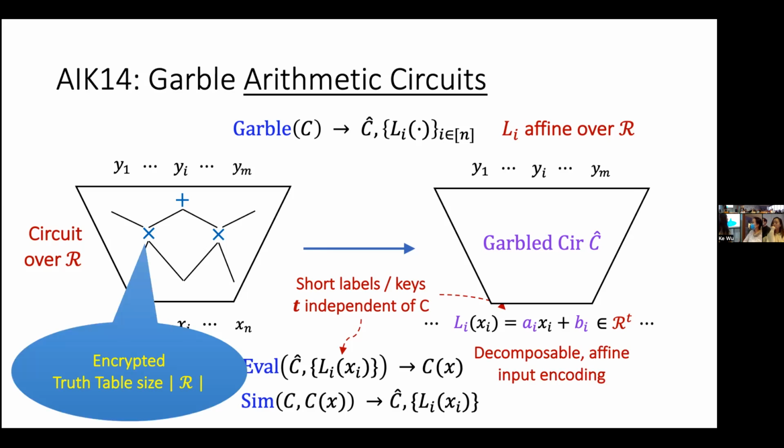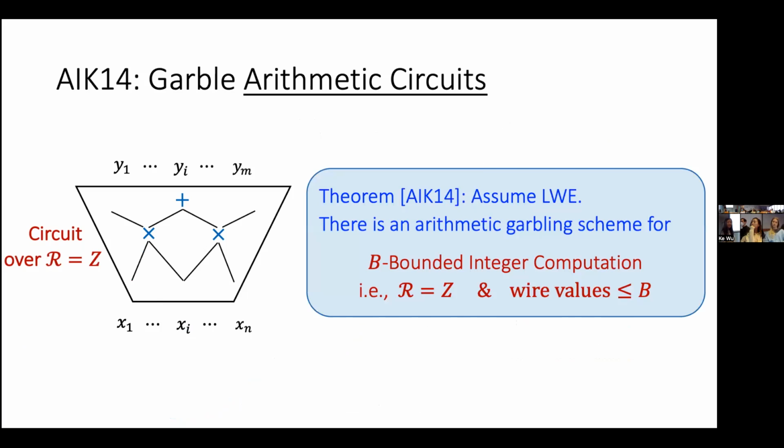And observe that to cover this kind of circuit, we have to move away from the encrypted truth table method, which we love, and it has been extremely useful, because the ring could be exponentially large, and there's no way for me to enumerate the values. So what did AIK show?